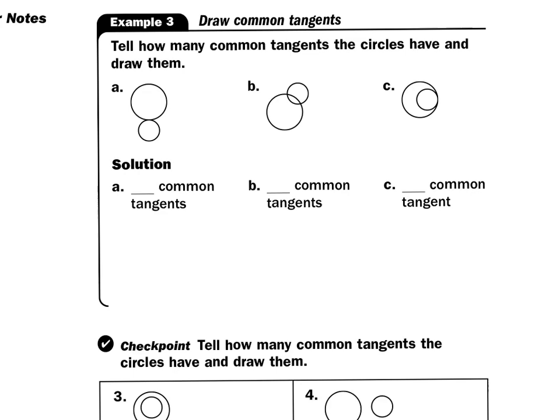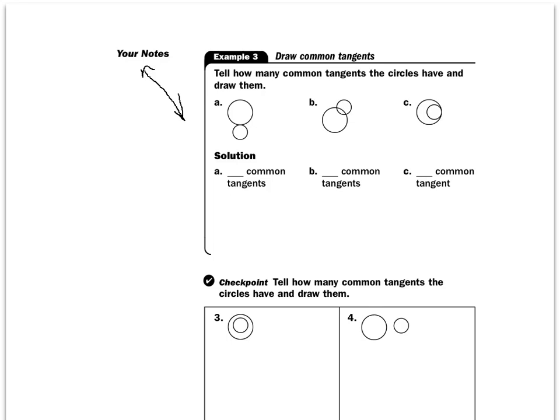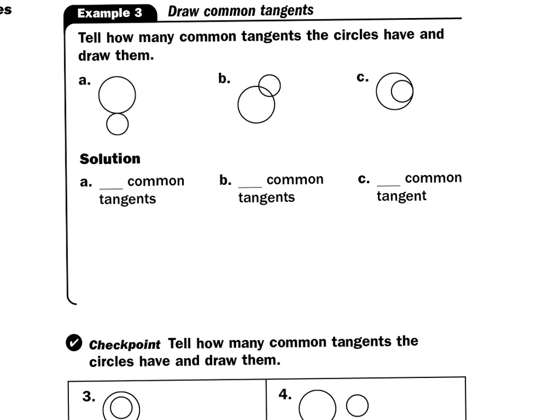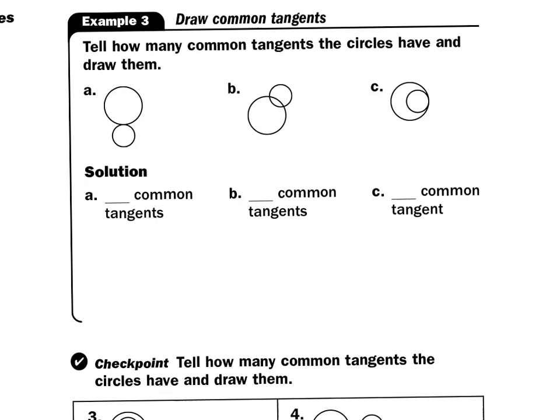Okay, draw common tangents. A common tangent is a tangent that is common to 2 or more circles. So we know we could draw a tangent on this top circle by going like this, but it wouldn't be a common tangent because it's not also common to the bottom circle. So let's make that bigger again. Here we go. So let's draw common tangents.